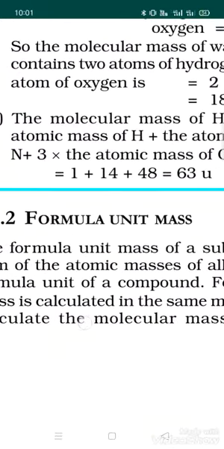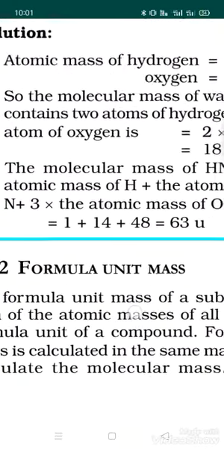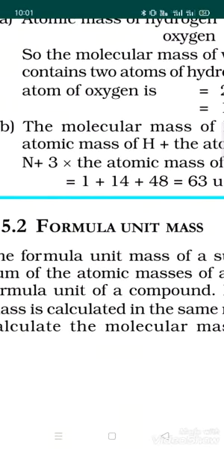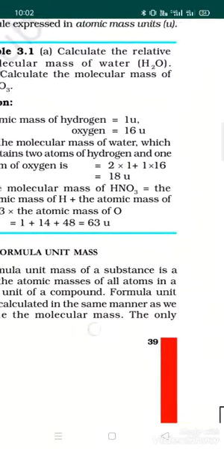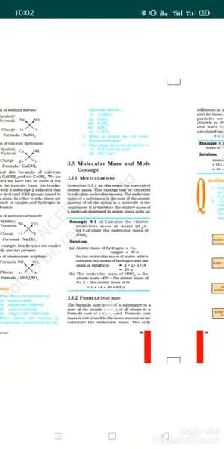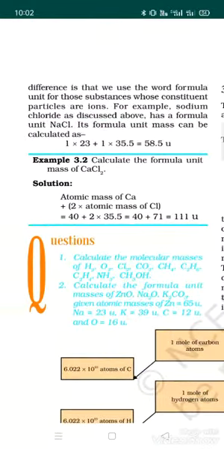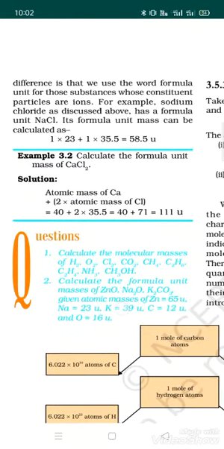Another topic is formula unit mass. Formula unit mass is the same as the molecular mass, but it is used if you have a substance formed by ions. You can say the formula unit is for those substances whose constituent particles are ions. If a compound is made up of ions, in that case we do not call its mass the molecular mass, we call it the formula unit mass.